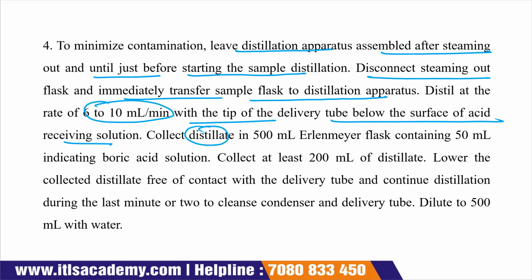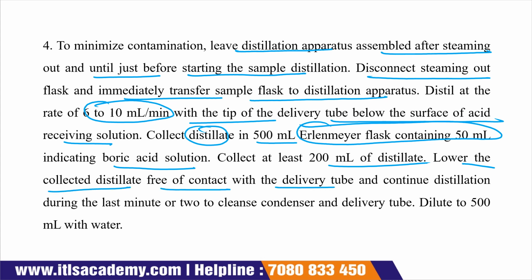Now collect the distillate in a 500 ml Erlenmeyer flask which contains 50 ml of indicating boric acid solution, and collect at least 200 ml of distillate. Lower the collected distillate free of contact with the delivery tube and then continue the distillation for a last minute or two to cleanse the condenser and delivery tube, and dilute it to 500 ml with water.